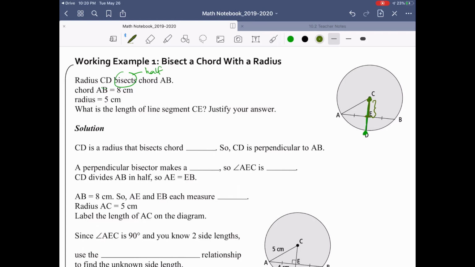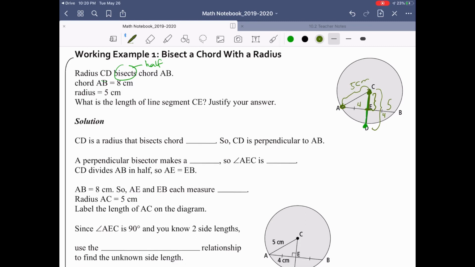What are some things that we know? We know that the radius is 5 centimeters, so all of CD is 5 centimeters. But CA is also a radius, so it's also 5 centimeters because it goes from the center to the edge. And we know that AB, the entire thing, is 8 centimeters. When a line bisects a chord, it cuts it in half. So if the whole thing is 8 centimeters, then this section is 4 and this section is 4.